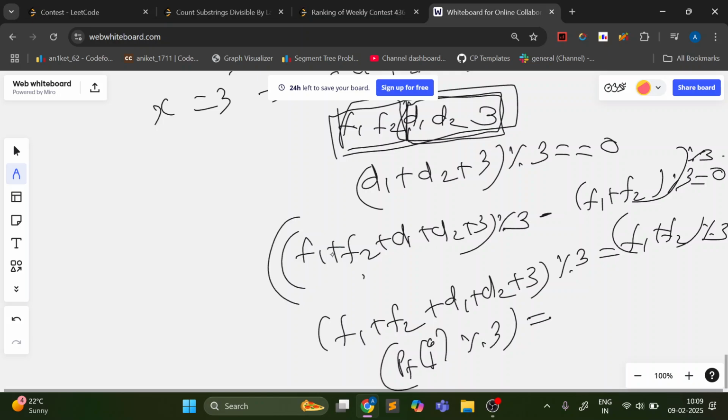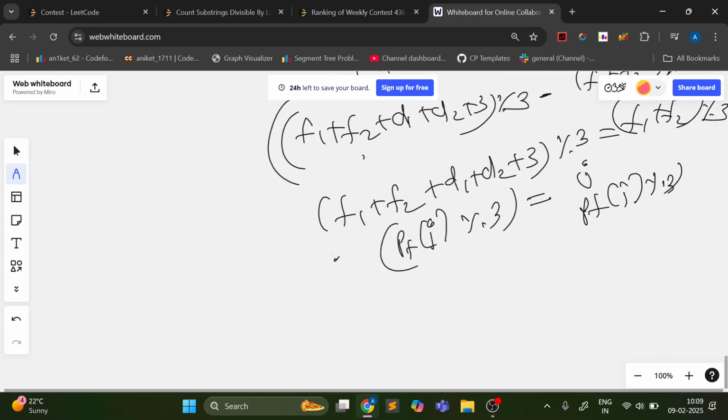What we need to do is count its frequency. We need to count such j's such that prefix of j mod 3 is equal to prefix of i mod 3. So we can iterate from left to right. Whenever we meet an element 3, we need to take the total sum and take its mod. This would be required for all the elements before it. We want its mod 3 to be equal to the current value's mod 3.